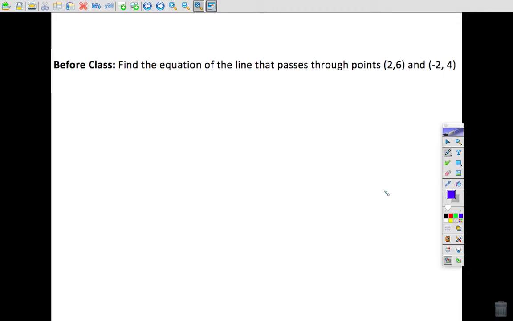Okay. You've got a before class here. You're going to find the equation, and just to clarify, that would be the slope-intercept equation through the points 2, 6 and -2, 4.